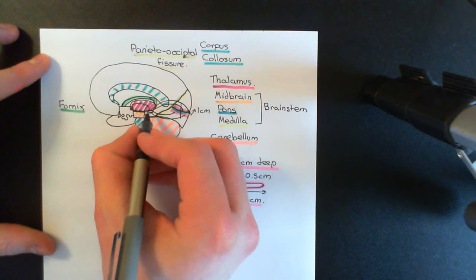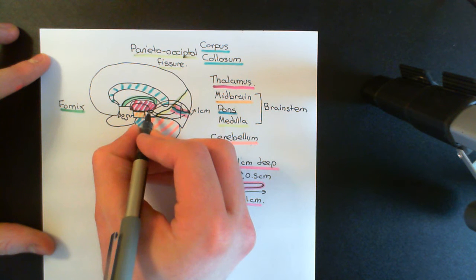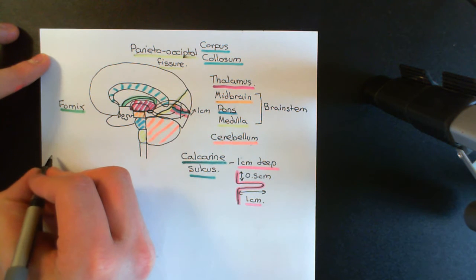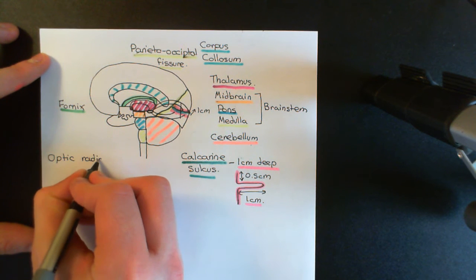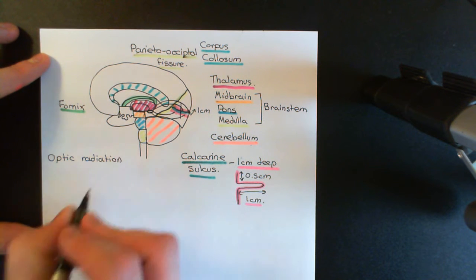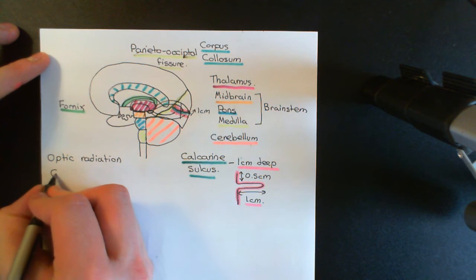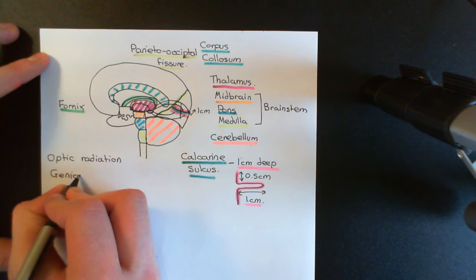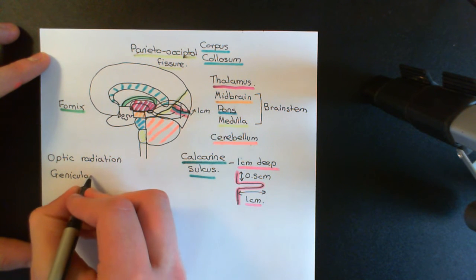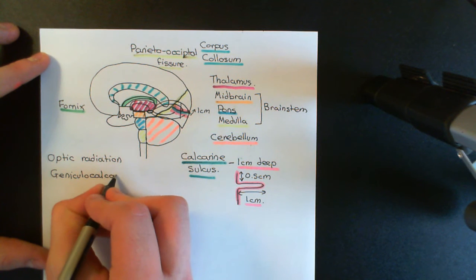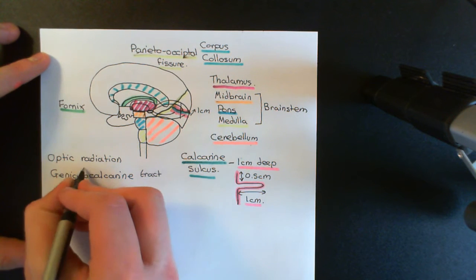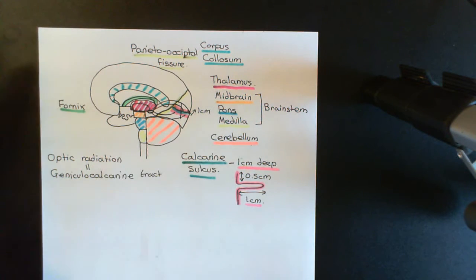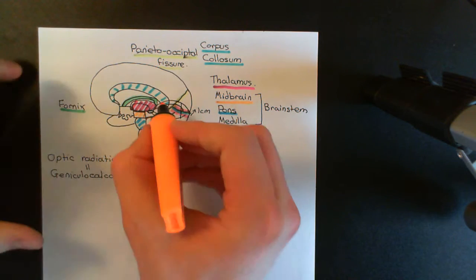These white matter connections between the lateral geniculate body and the primary visual cortex, they are called the optic radiation together. So this is the optic radiation. Another name for it is to call it the geniculo-calcarine tract. So it's linking the geniculate body, the lateral geniculate body, and the calcarine fissure, or the calcarine sulcus. So the geniculo-calcarine tract. That's the name, the two names for what we have here.